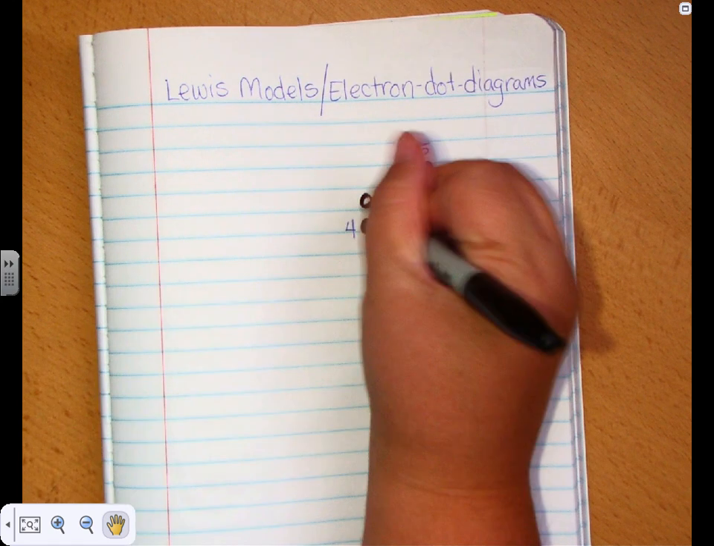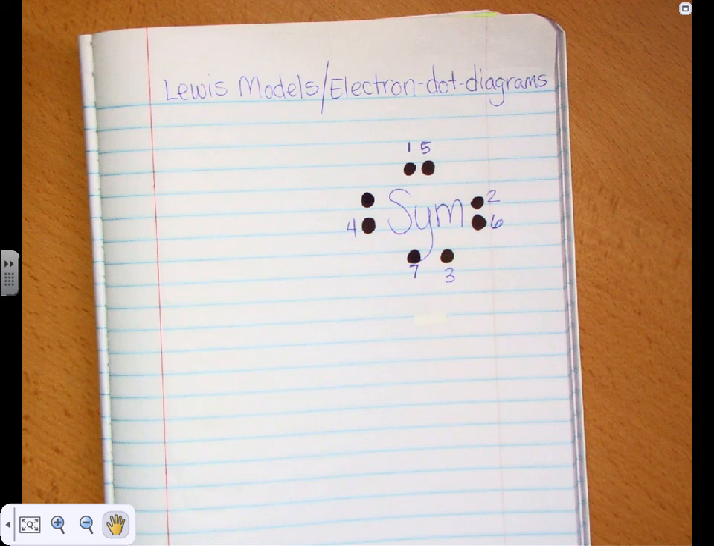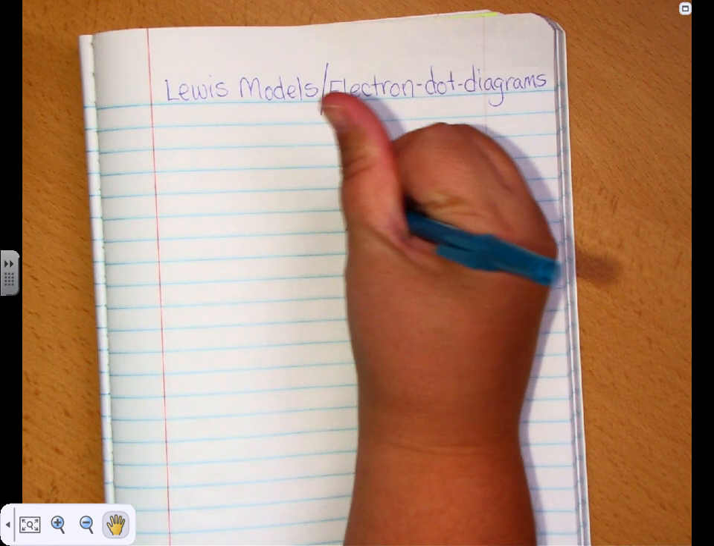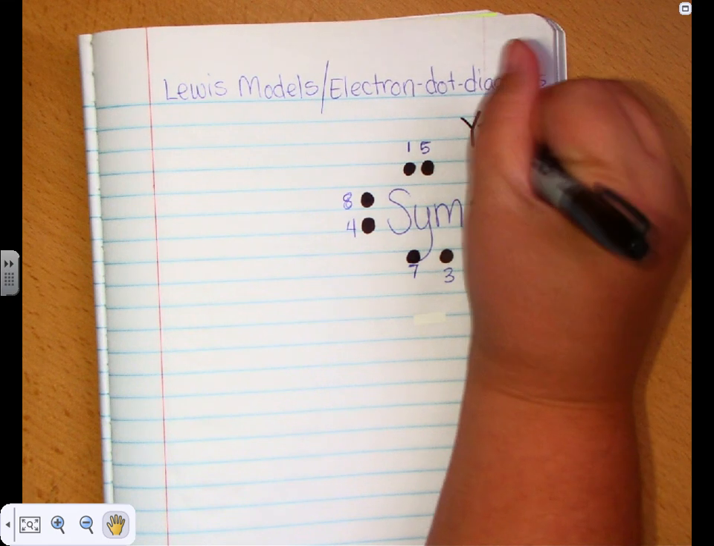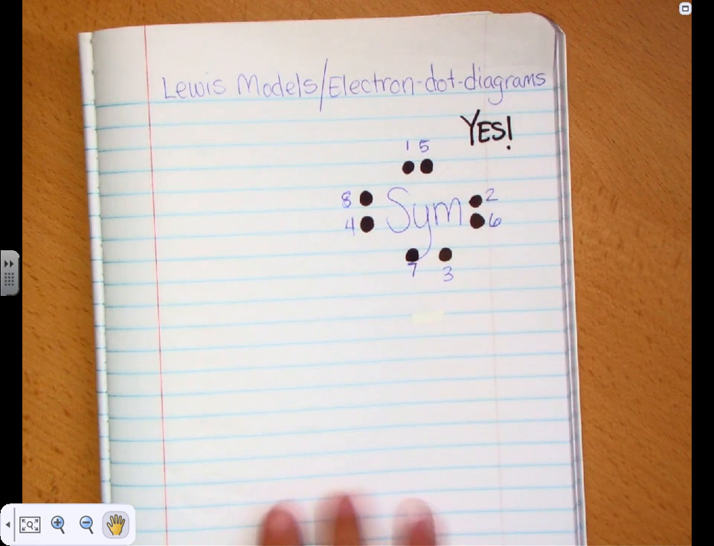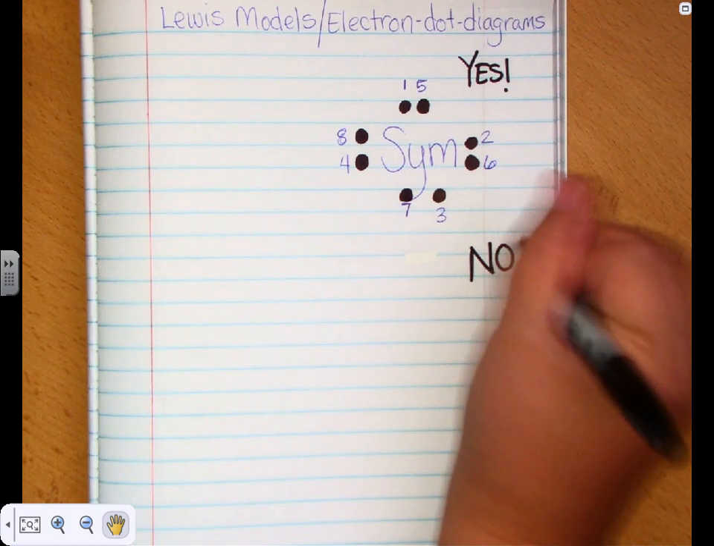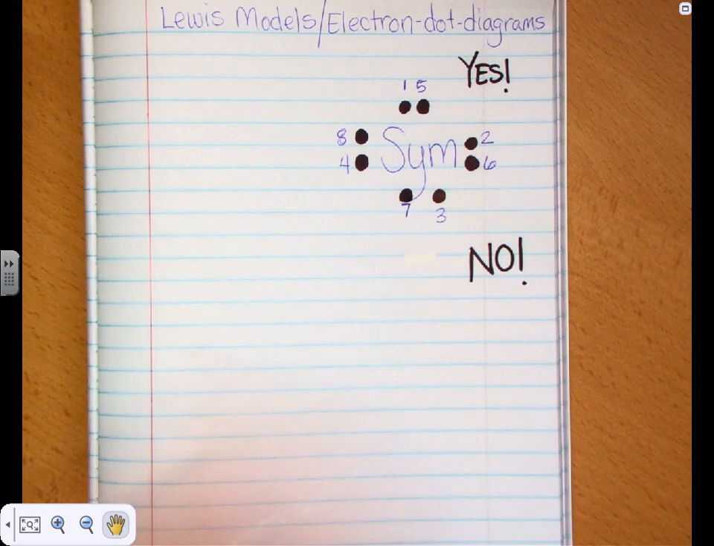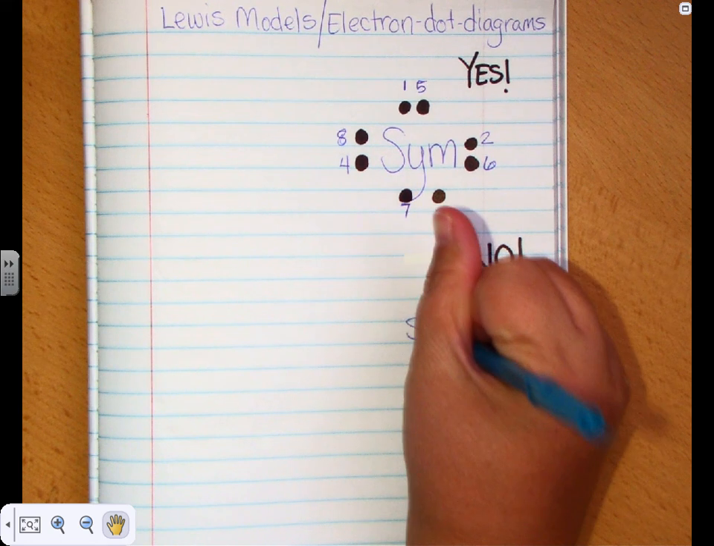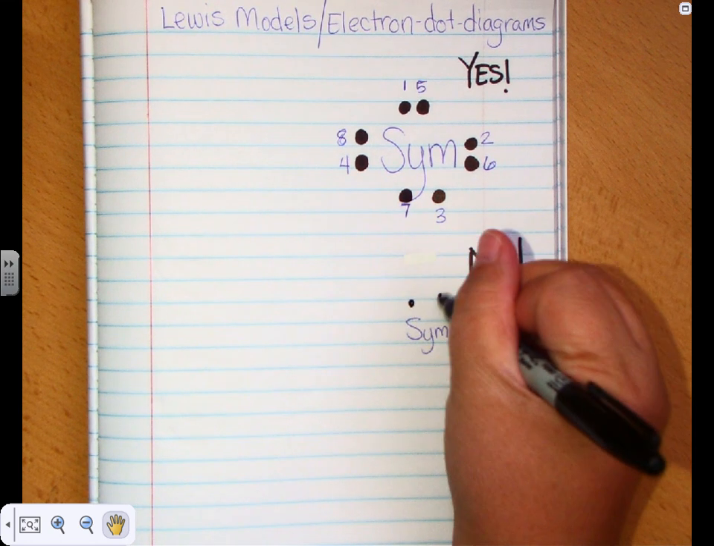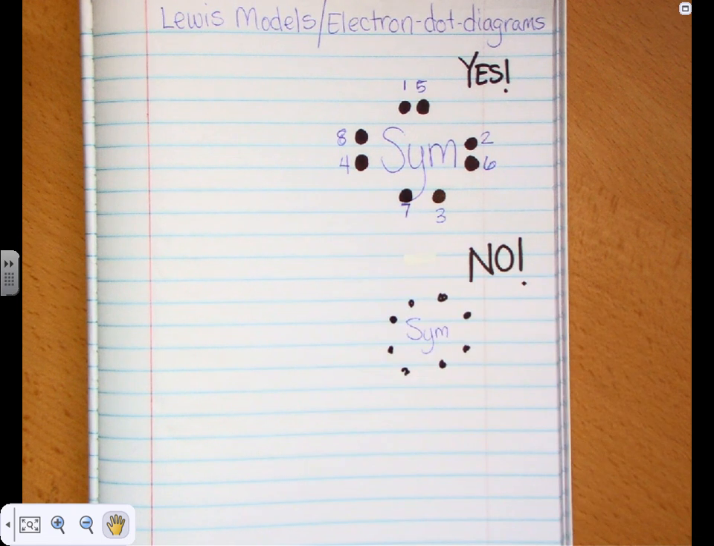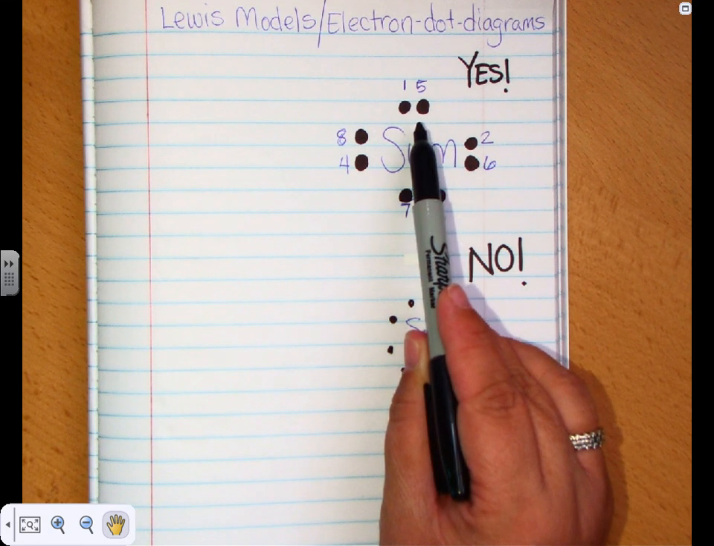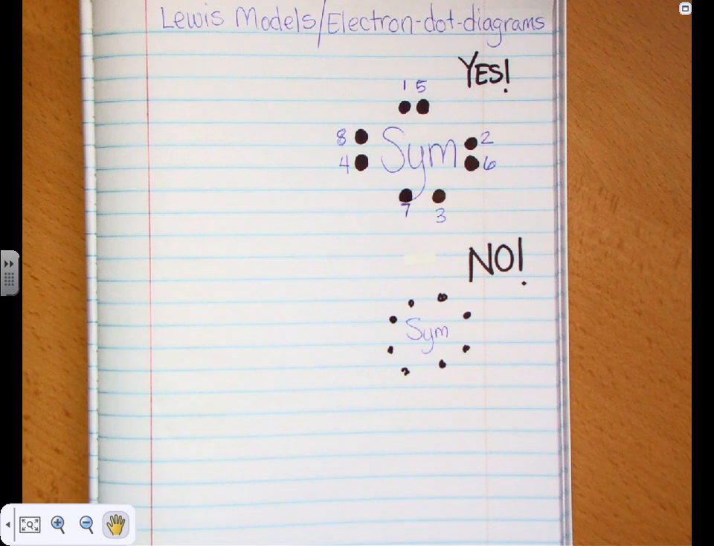This is the pattern. Yes, this is what it is supposed to look like. Here is the no. Do not do this. What's that look like? A circle. Do you see how they're tight together up here? That's for a reason. So do not make it look like a circle.